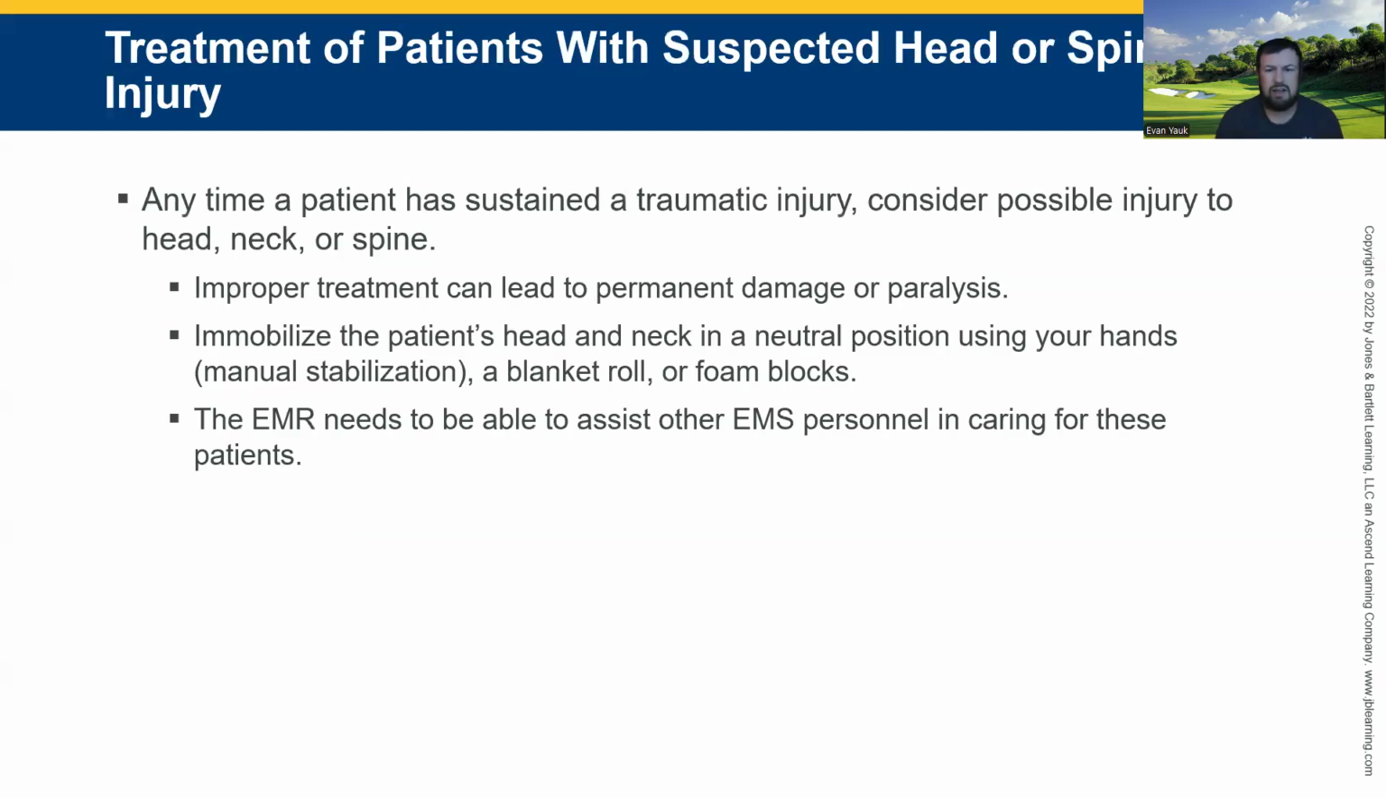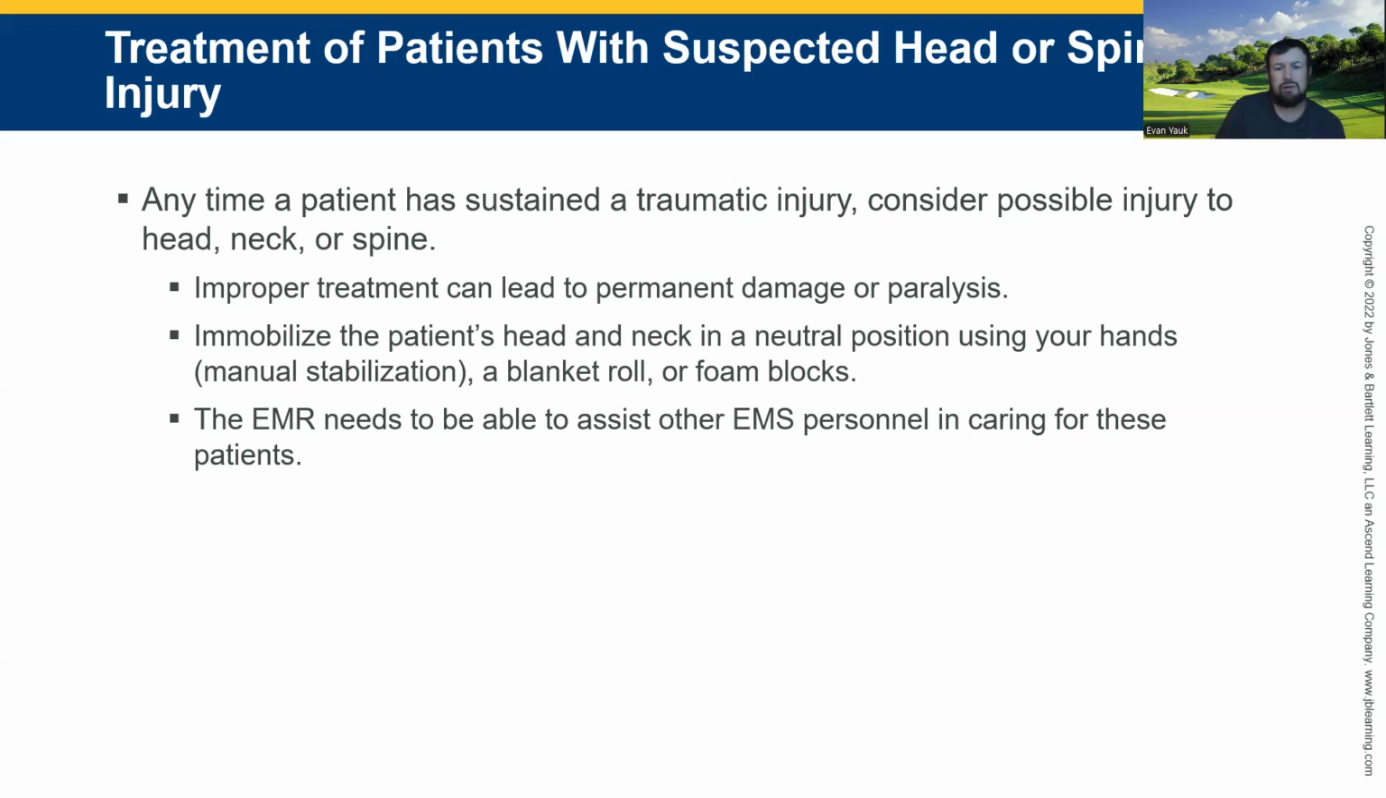Anytime a patient has sustained a traumatic injury, consider possible injury to the head, neck, or spine. Traumatic injuries. What is a traumatic injury? It's anything that might have damaged the bone, the tissue, the vessels. We've got to consider head, neck, and spine. So falls, sudden impacts such as car wrecks. A bicycle wreck can actually do traumatic injury. Motorcycle wrecks, plane crashes. I said falls, but it happens all the time. Even if someone is standing on the floor and they fall over, that can cause traumatic injury.